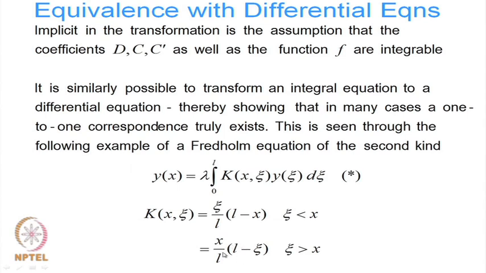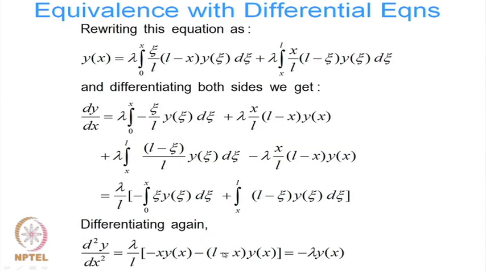This is going to be my kernel. So now I have y of x in this form, where you can see that the kernel is different in these two regions. Between 0 to x it is this kernel, between x to L it is that kernel. And then we differentiate. When we were going from differential equations to integral equations, we were integrating. Now we have to do the opposite. We have to take derivatives, right?